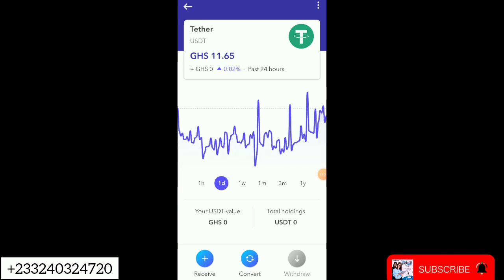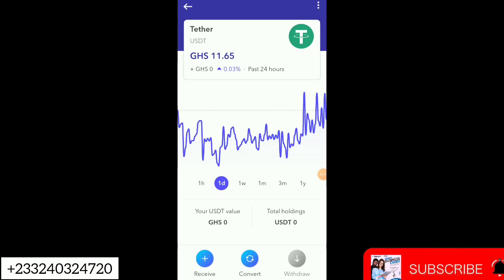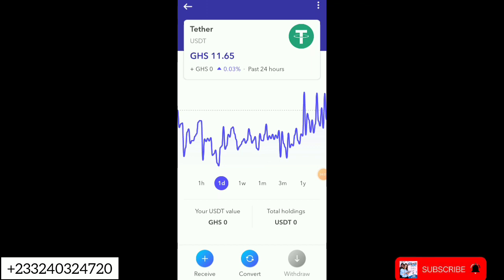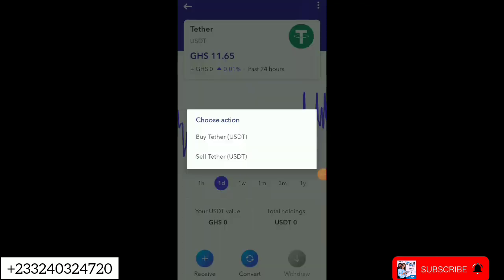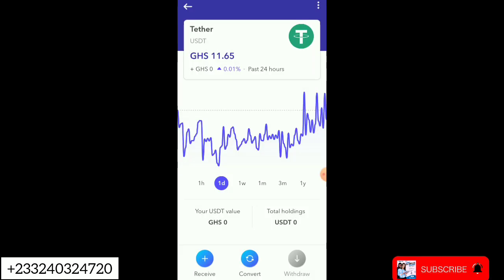It means that if you want to buy one USDT, you have to spend 11.65 Ghana cedis so that you can get one USDT. So this is how we do it. We click on convert, and we click on buy first.